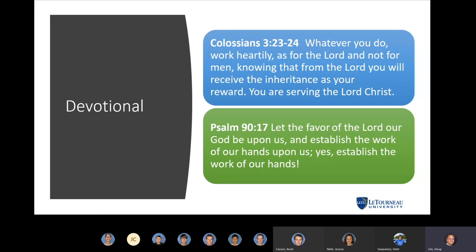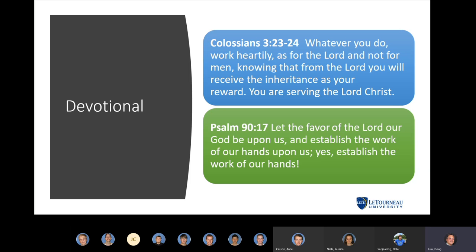So today's devotional is Colossians 3:23-24. Whatever you do, work heartily as for the Lord and not for men, knowing that from the Lord you will receive the inheritance as your reward. You are serving the Lord Christ. So remember ultimately who you're doing your work for, and that there is a higher purpose.